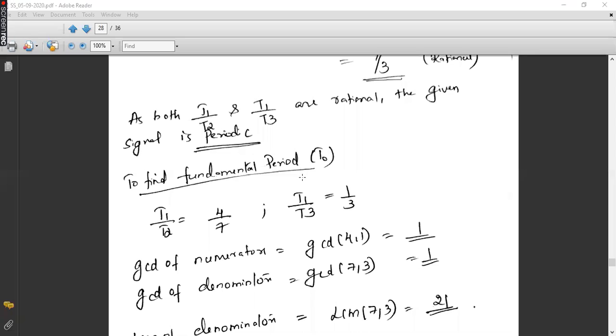Similarly, go to the denominators. The denominators are 7 and 3. You need to find the GCD of 7 and 3. Is there any common factor that divides 7 and 3 other than 1? 1 is the only factor, right? So 1 can be taken as the greatest common divisor for the denominators. That is also done.